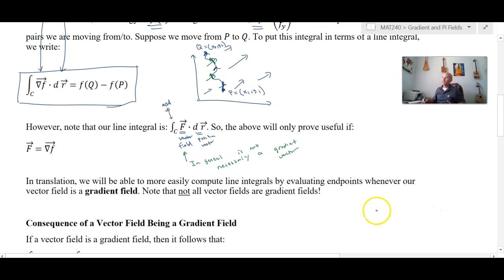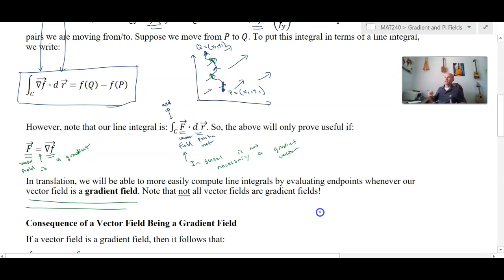Well, this fundamental theorem of calculus for line integrals will only work if our vector field is a gradient. In translation, we will be able to more easily compute line integrals by evaluating endpoints whenever our vector field is a gradient field. Note that not all vector fields are gradient fields.